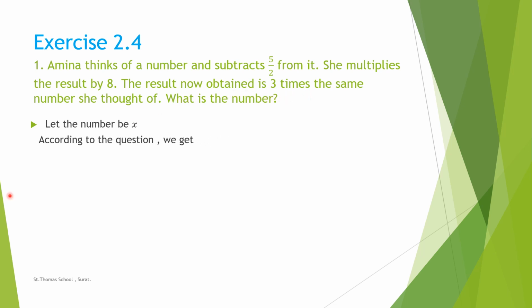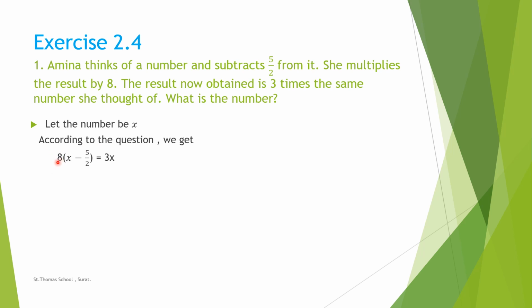It's clear? Now according to the question, we get x minus 5 by 2. This is the first one because we subtract 5 by 2 from x. Multiply the result by 8. That means multiplication by 8. So put bracket x minus 5 by 2. Bracket means multiplication, is equal to 3 times the same number. 3 times means 3 multiplied by the same number. So what is the number here? X. So 3x. How to make this equation? It is clear for you, right? What is the next step?